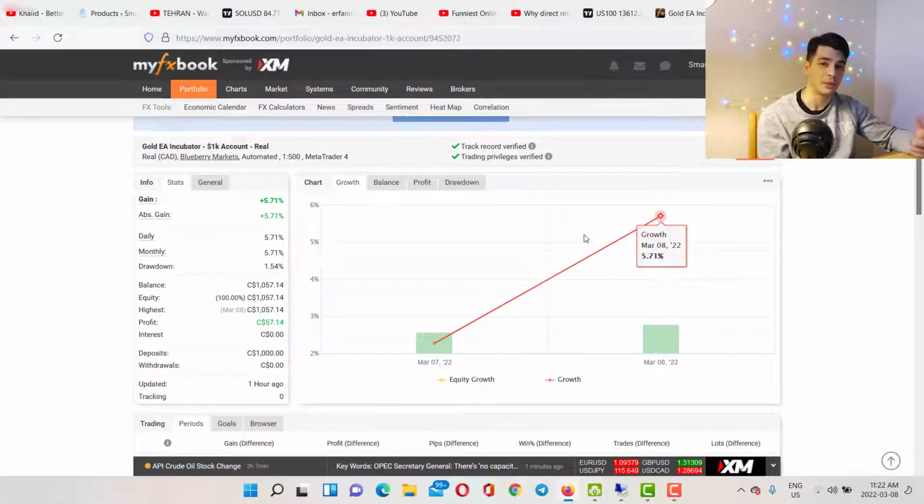I'm not trading manually anymore. It's very rare. If I trade manually, I only trade using Goldie Incubator.